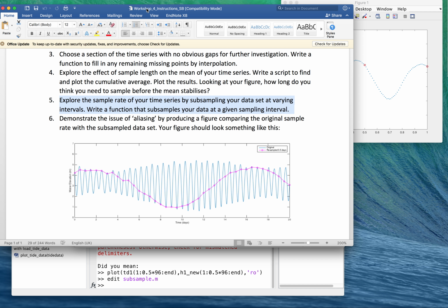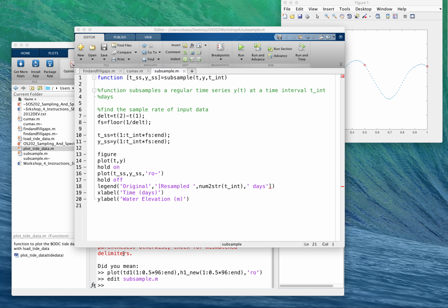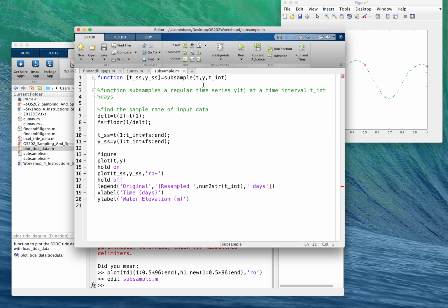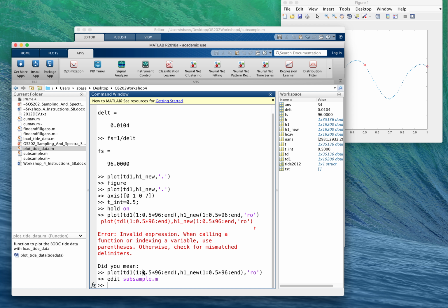Right. So explore the sample rate of our time series by subsampling our data set at varying time intervals. So we're going to try inputting varying time intervals and just see what happens. So we've written a function that subsamples our data set. Let's just have a look at it. We have to pass it time, then our y-axis variable, and then the time interval in days. Okay, so let's try 1 day, for example.